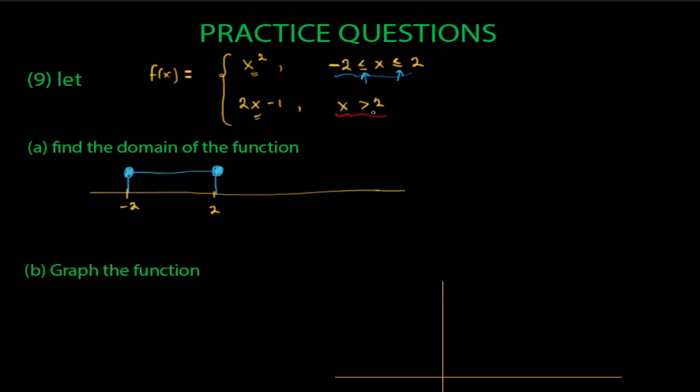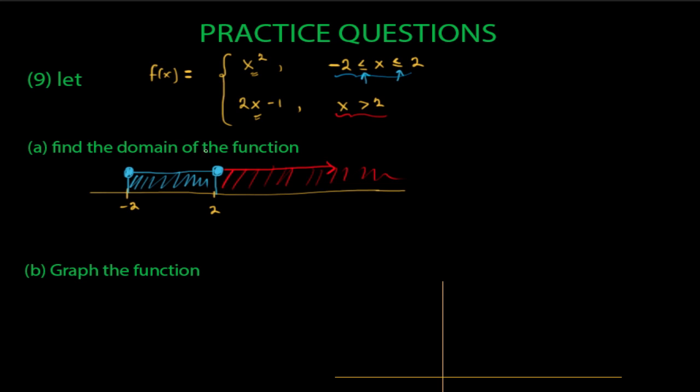Now the second definition says the function is defined when x is greater than 2. So when x is greater than 2, that is just what we have here. It is for all values of x greater than 2 that the function is defined, going on and on. And the domain also lies within this range here.